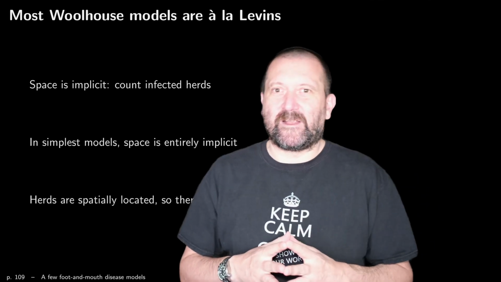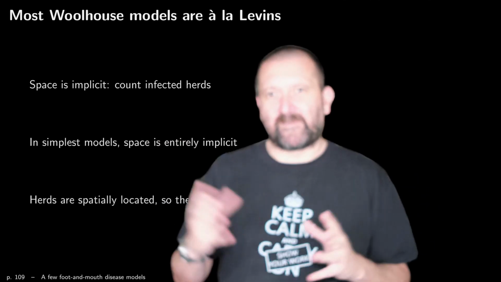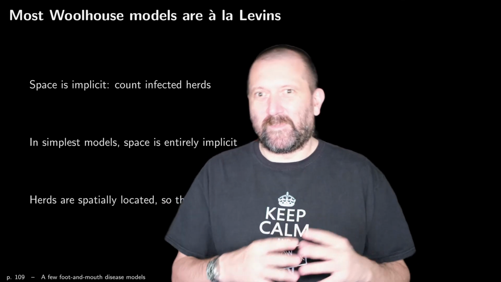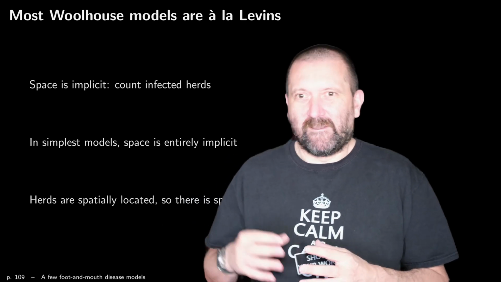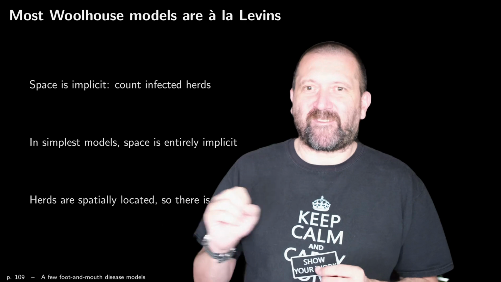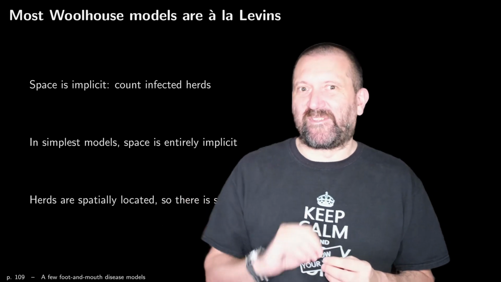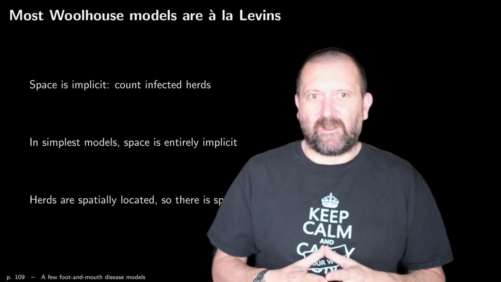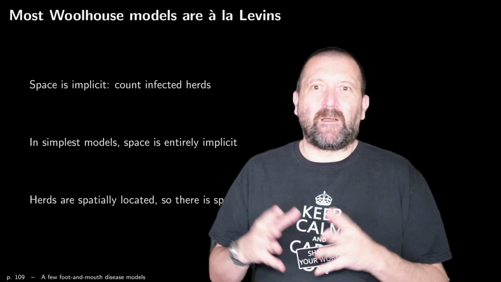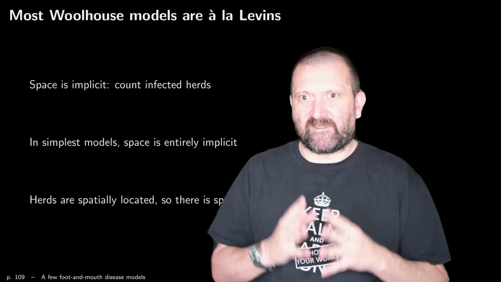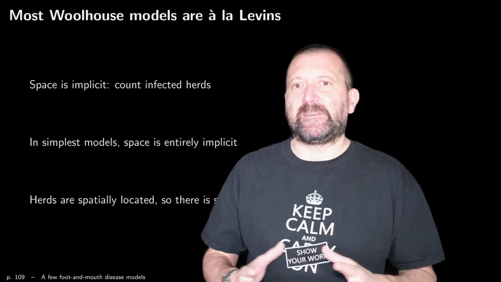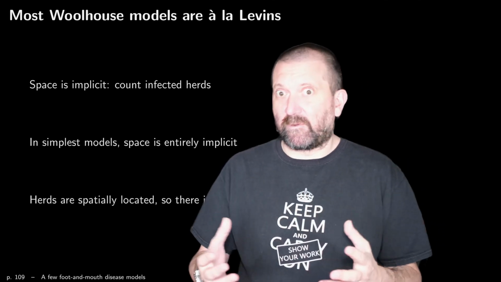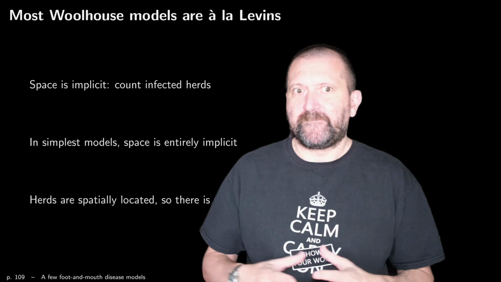My first remark is that most of the models of Woolhouse that I'm going to talk about are models that, if you refer back to the lectures about metapopulations, are à la Levins, where space is implicit. I've already mentioned that in the preparatory lectures about foot and mouth disease. What you observe is that a lot of authors have counted infected herds, not infected animals within herds, but they just look at the presence of cases in a herd.